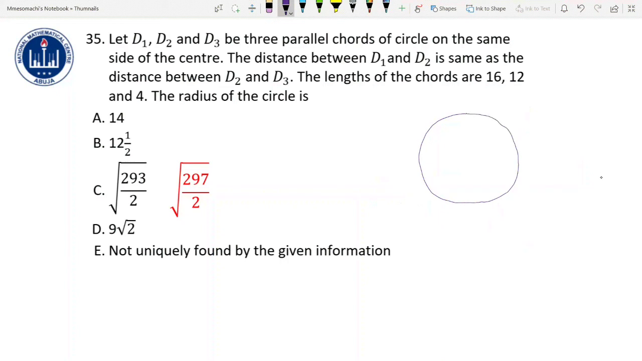So now I'll say this is a circle. I must draw a perfect circle. Then this is the first chord, second, and the third. Obviously, the closer a chord is to the center, the longer it is. So the chord closest to the center will be 16. So let's just draw the radius, R.